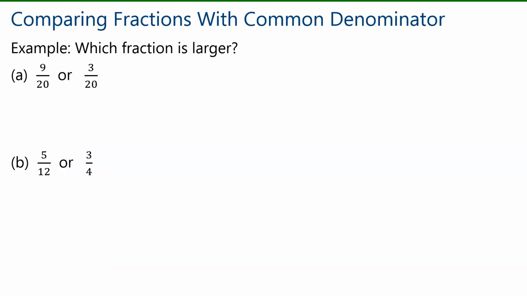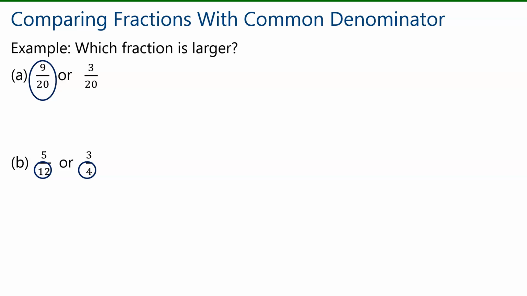Now we're going to do the same thing here. We're going to determine which fraction is larger, but this time instead of looking at the numerators, we're going to find a common denominator. So in A, we already have a common denominator of 20. So between 9 over 20 and 3 over 20, you can say that 9 over 20 is larger. Now in B, we don't have common denominators. One's a 12 and one's a 4.